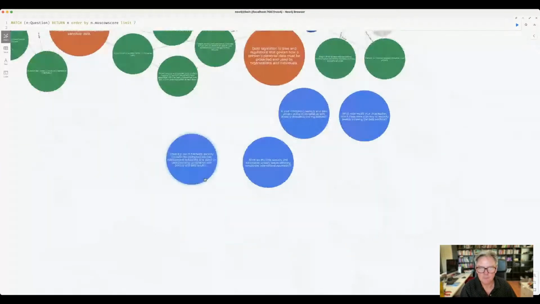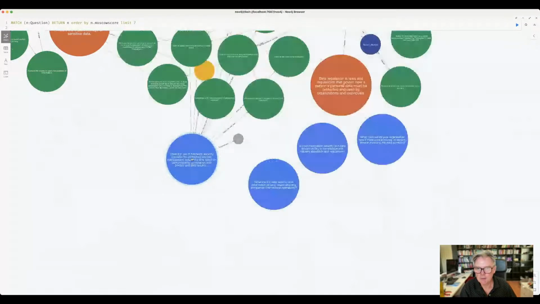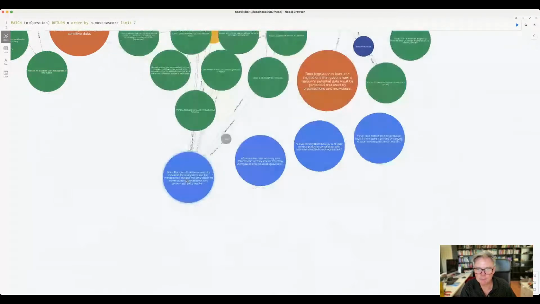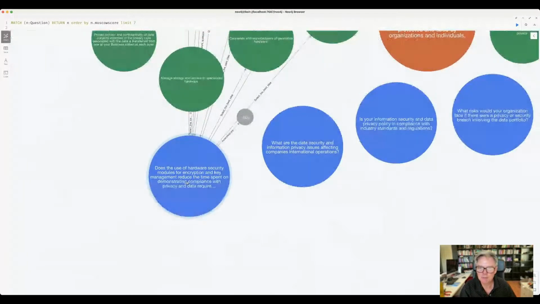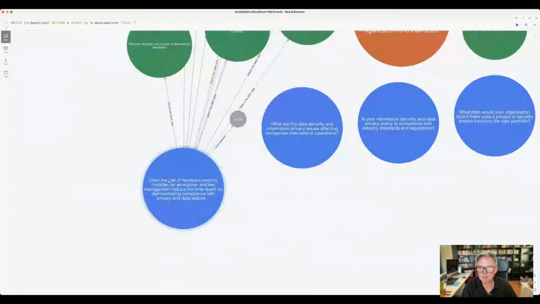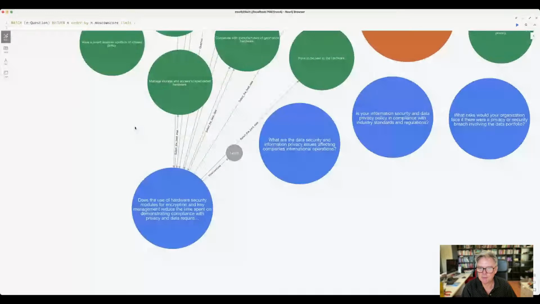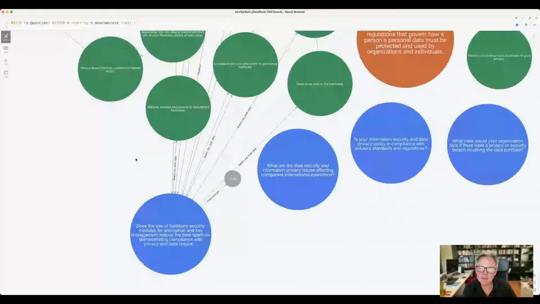Does the use of hardware security modules for encryption and data management reduce the time spent on demonstrating compliance with data security and privacy requirements? Hardware security modules for encryption and key management. So are there any ways that you can reduce the time spent on demonstrating compliance? Are there ways that you can automate that, making sure that you can automate that?